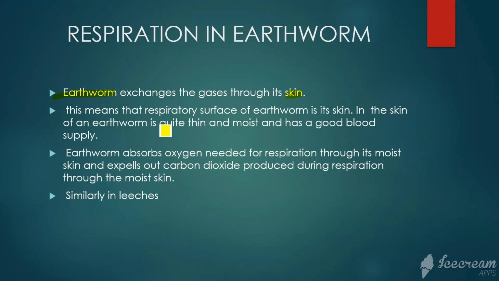The skin of an earthworm is quite thin and moist and has a good blood supply. So the earthworm's skin is thin, moist and has a good blood supply. If someone asks you what are the characteristics of the skin of earthworm, or the respiratory membrane of the earthworm, that is its skin, you can say it's very thin, it is moist and has a good blood supply.